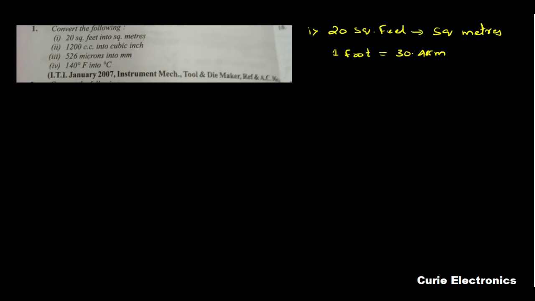And also let me check. I should not teach you wrong. Okay, 30.48 centimeter. Now, this is square feet or square meters. So if you convert this to meters, what do you get? If you divide centimeter by 100, you will get meters. So it is 0.3048 meters.